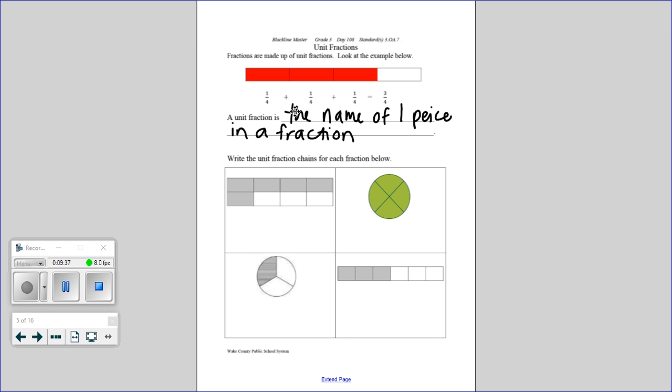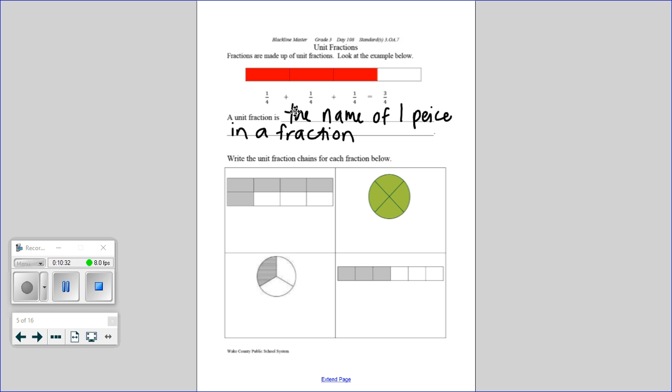So if I'm dealing with one piece, what is my numerator going to be? Think about it. Numerator tells me how many pieces I'm using. I'm using 1. What's my numerator going to be? Emily? 1. If I'm using 1, my numerator is 1. This piece right here, 1. My denominator is how many pieces in the whole. How many pieces make up my whole bar? Here's a 4. So the name of that first box is 1/4.